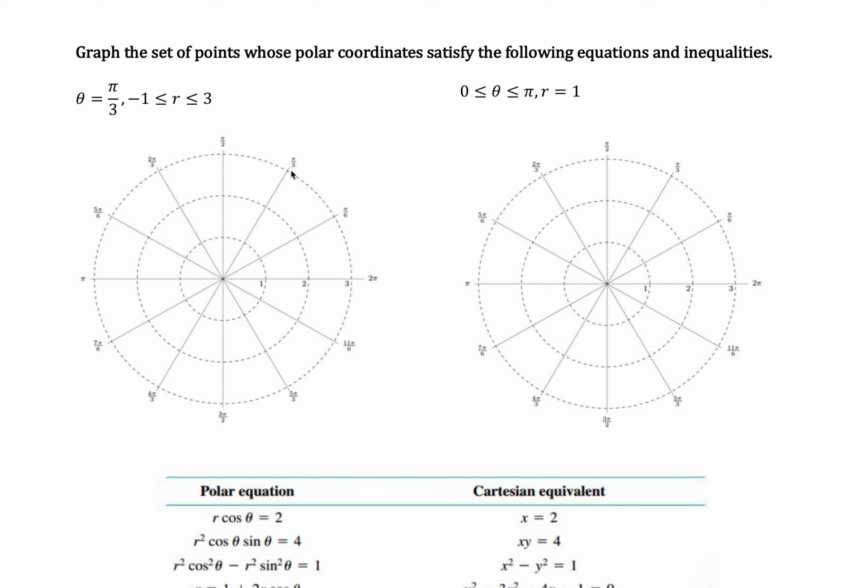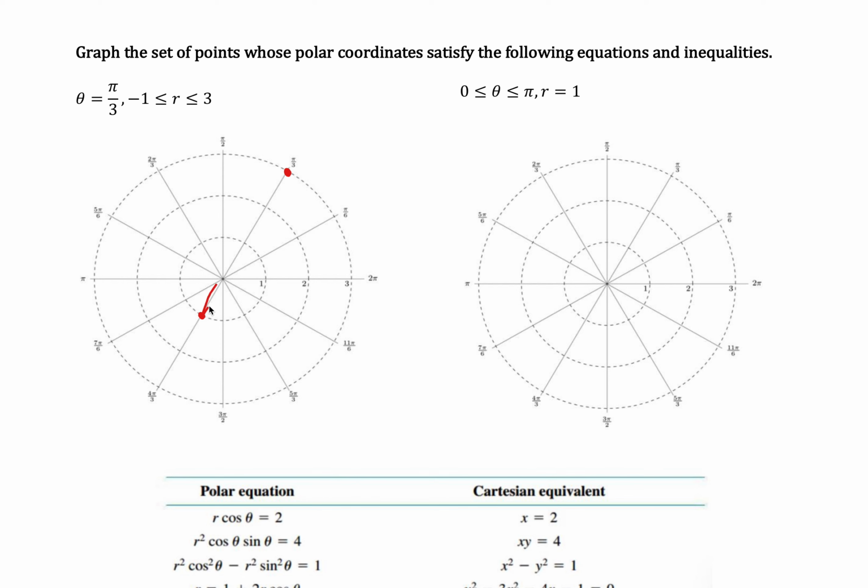So to graph this first equation and inequality, it says that theta is pi over 3. So we're going to be along this angle here, and that r goes from -1 up to +3. So along this angle here, -1 would be taking this angle, but going on the other side of the origin. So we would move 1 unit to the other side of the origin. So that would be the -1 point, down here. And then it's going to continue all the way up, staying on that same angle until we get to r equals 3, which is out here.